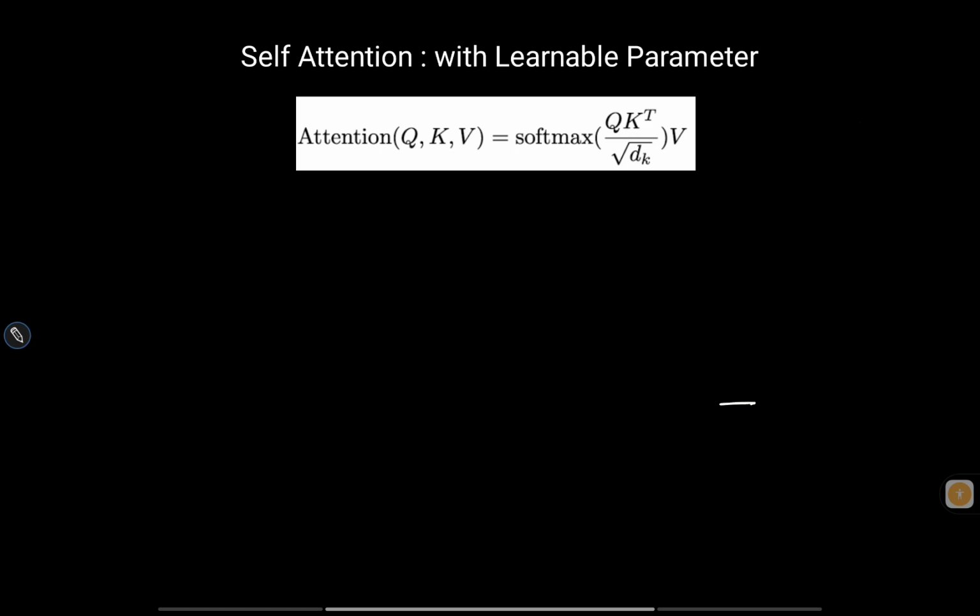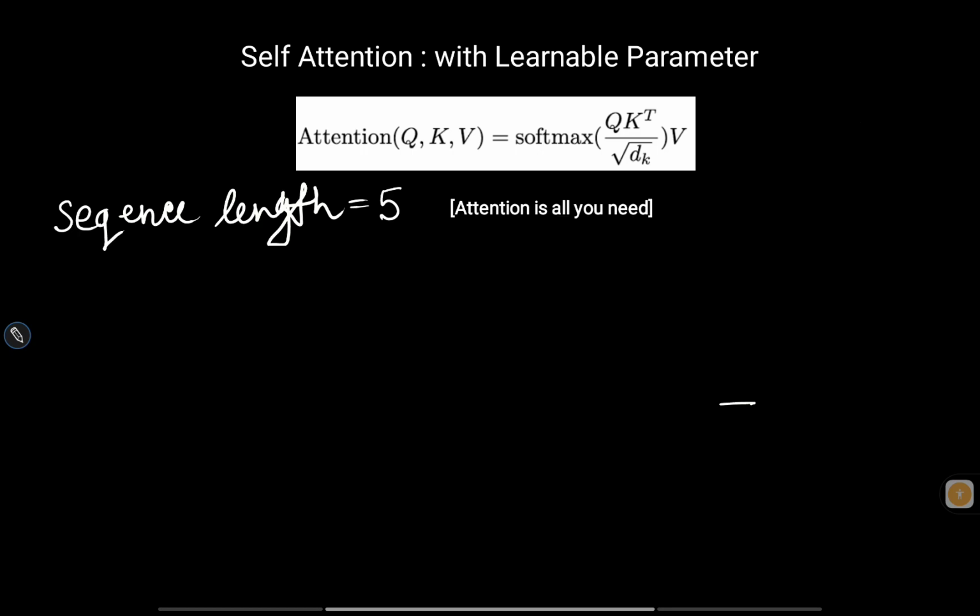Then, to minimize the variance of this multiplication of Q by K transpose, if we don't divide it by the root of the dimension of K, we will get a huge variance. So just to minimize the variance, we divide QK transpose by the square root of the dimension of K.